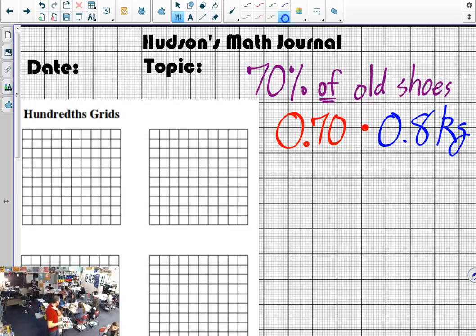There are multiple correct ways to do this. People at your group might do it a couple different ways. There's multiple right ways to do this. So on your hundredths grid, you're going to be filling in 70% of 8/10.